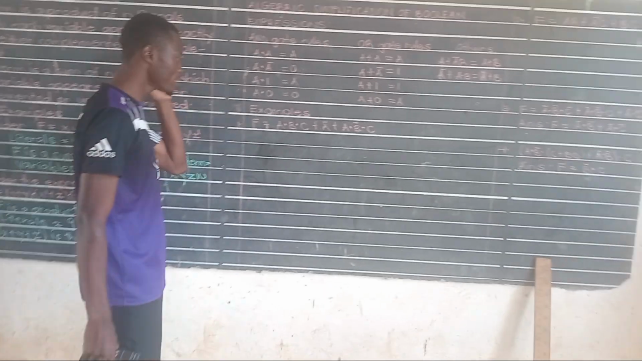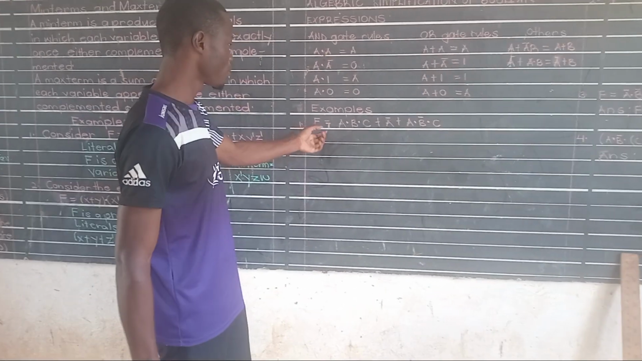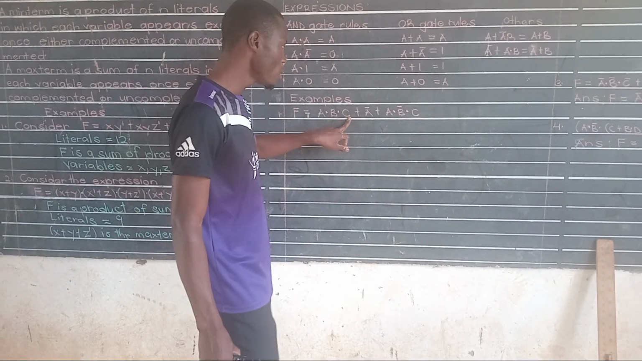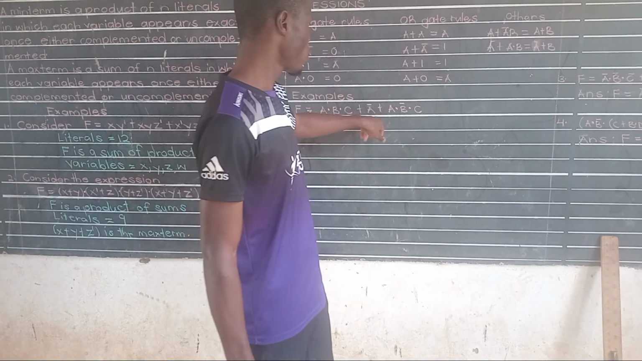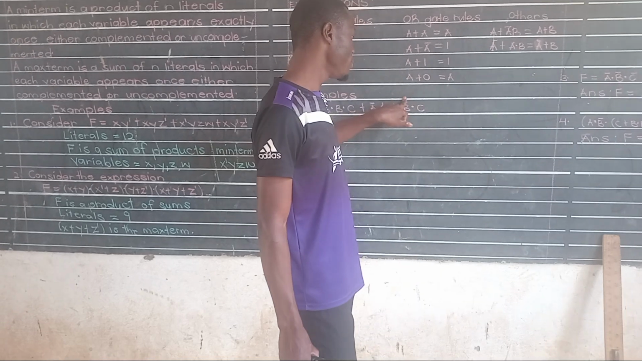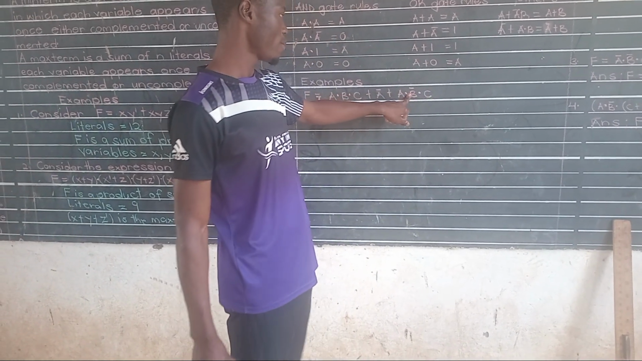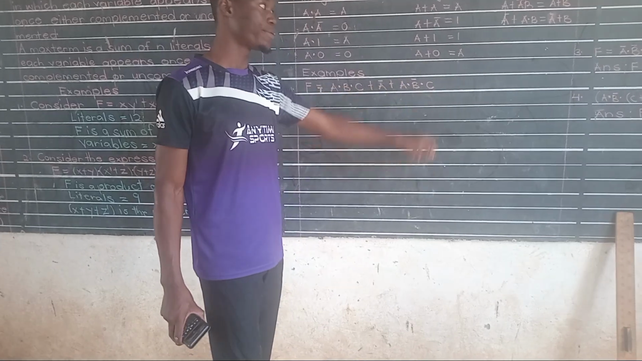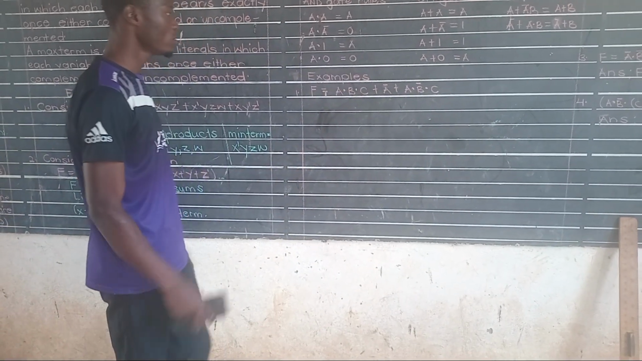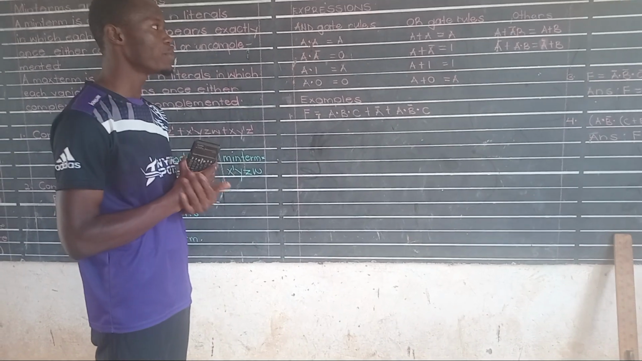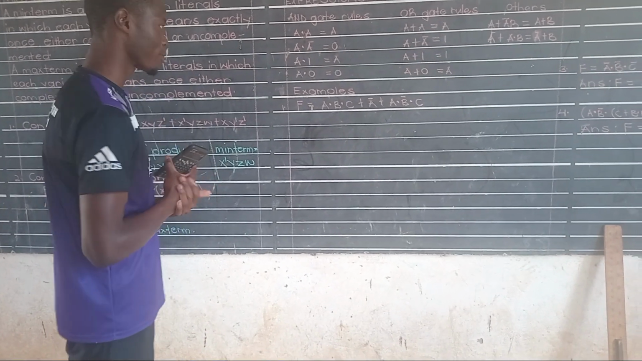So this is the first example. F is equal to A B C or not A, or A not B, and this is A not B C. So we have simplified that problem using Boolean algebra.